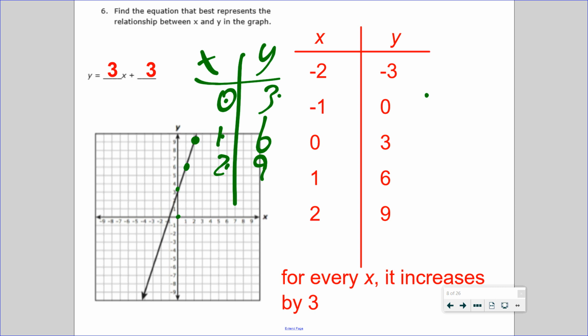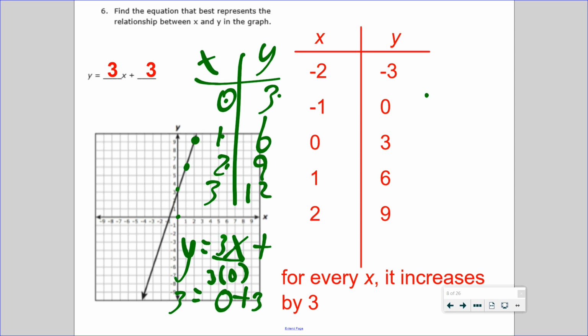So that means it's going to be y equal 3x. Every time it goes up by 1 in x, the y increases by 3. So that's why it's 3x. Plus, what is the starting point? If I replace this x with 0, 3 groups of 0 is 0, plus, it says it's a 3 right there. Y is 3. What do I add to 0 to get 3? 3. That's why it's 3x plus 3.